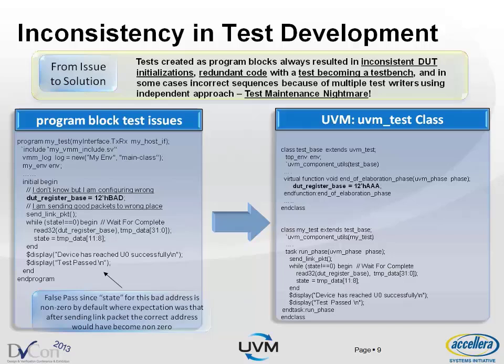I'll take an example here. They use a program block and they would pick up a spec and start writing a test case. Here I've taken an example. Somebody went in and wrote a test case where they initialized the test case to a bad address location. They didn't know that they were doing that, but they started generating the traffic and they expected that location would return a non-zero value. But by default, that was always set to a 1 and they got a false pass.